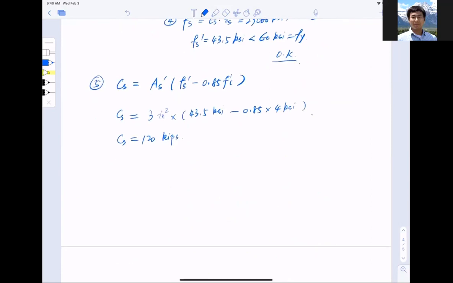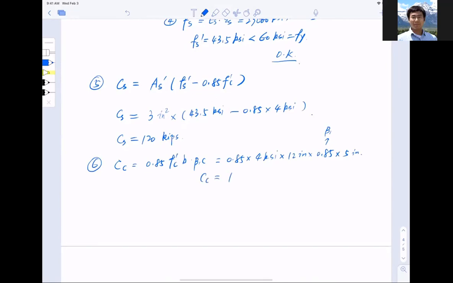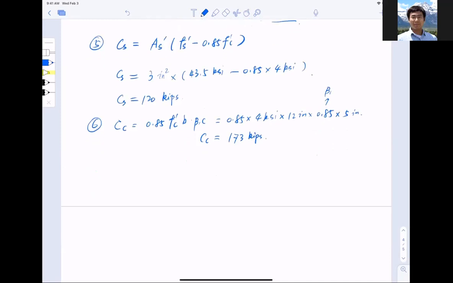Imagine that. Now for the concrete, Cc equal to 0.85 f prime c, b, and beta 1 c. So 0.85 stays there, 4 KSI of concrete, b is 12 inch, and 0.85, this is beta 1. And c, what is c? c is 5 inch. Why? We picked that number, remember? We just guessed it. And now this is 173 kips for the concrete.